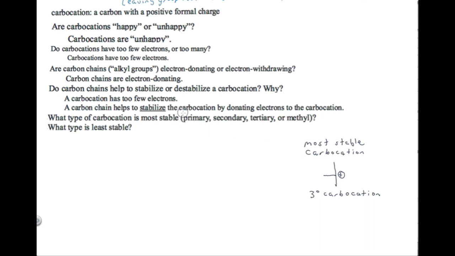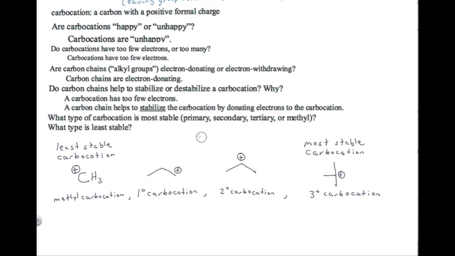And which would be the least stable? The one with the fewest stabilizing carbon chains. That would be a methyl carbocation. Least stable would be a methyl carbocation. Go ahead and rank the remaining carbocations. Can you rank the remaining types of carbocations from least stable to most stable? The more carbon chains you have, the more stable the carbocation is going to be. So here's the ranking. The least stable carbocation is a methyl carbocation, then primary, secondary, then tertiary.